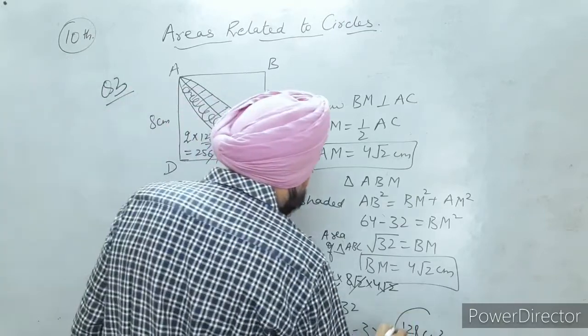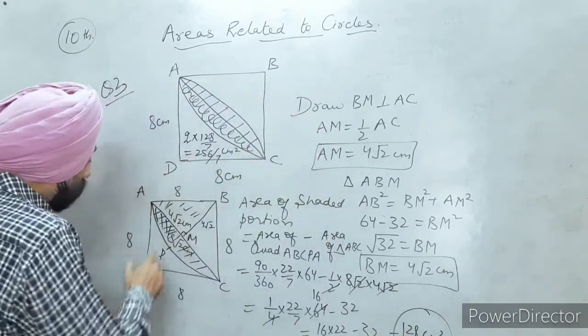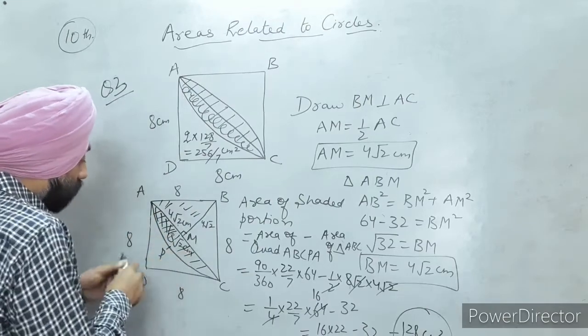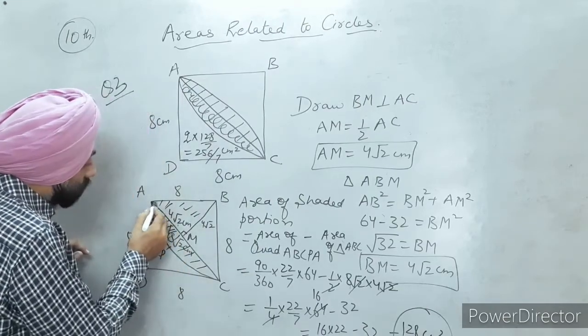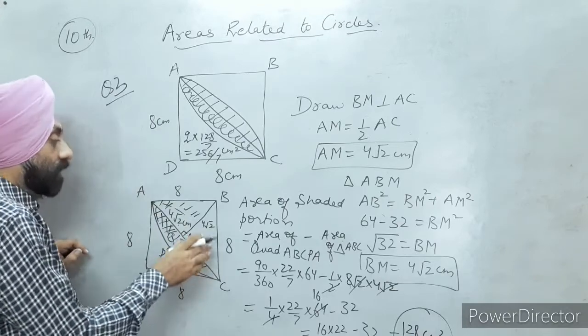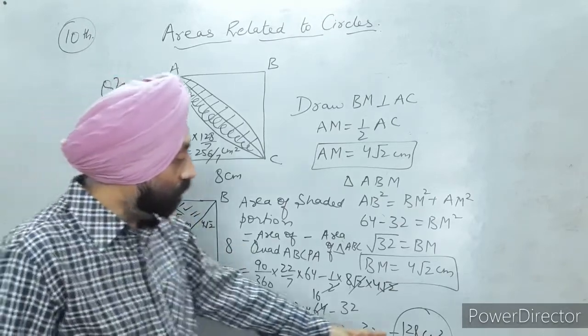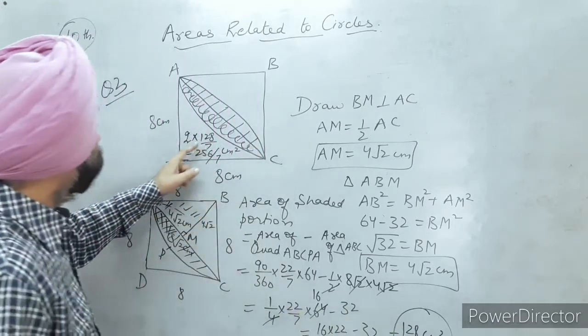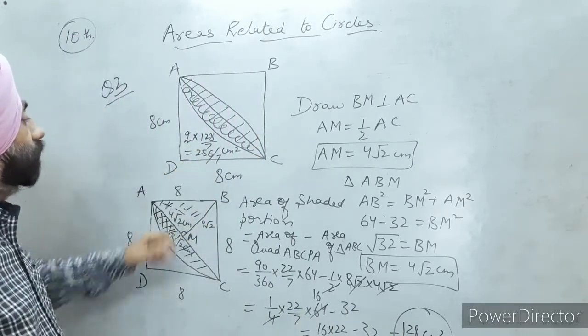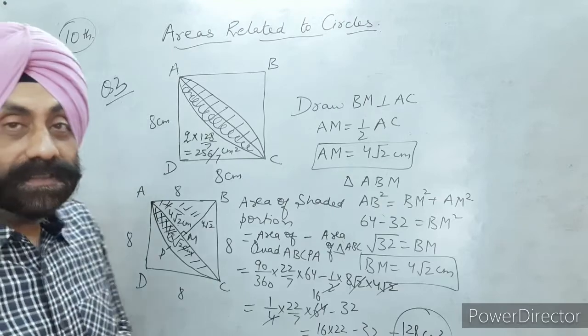I have doubled it. Why have I doubled it? This was the first part, this was one part of it. The next part is like this. It's the same way we will calculate this part. No need to do it, just twice it. That is 128 by 7 into 2. I get 256 by 7 centimeter square.